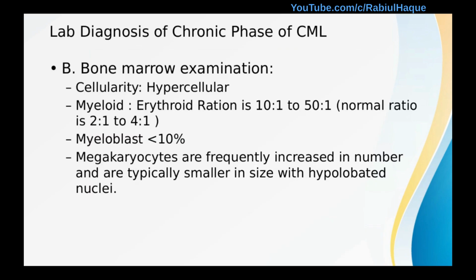Moving on to bone marrow examination. In the chronic phase of chronic myeloid leukemia, we will see that the cellularity will be hypercellular, myeloid erythroid ratio will be 10 to 1 to 50 to 1. Always remember, normal ratio is 2 to 1 to 4 to 1. Myeloblast will be less than 10%. Megakaryocytes are frequently increased in number and they are typically smaller in size with hypolobated nuclei.